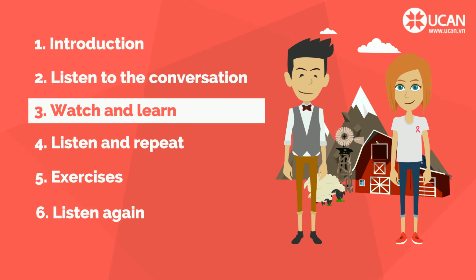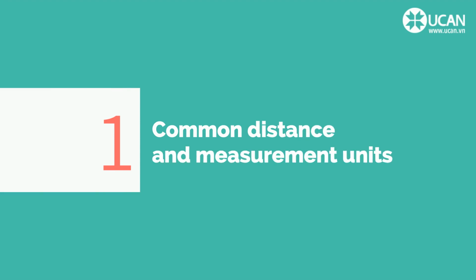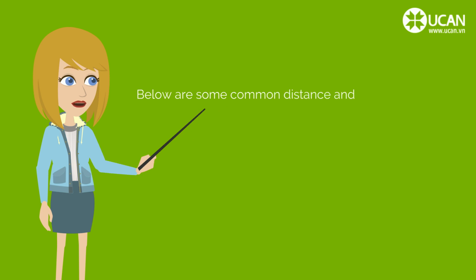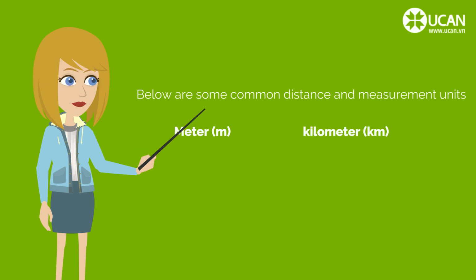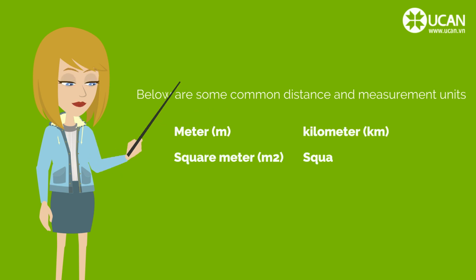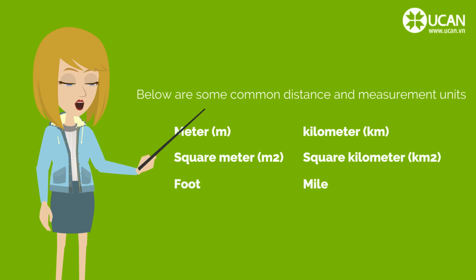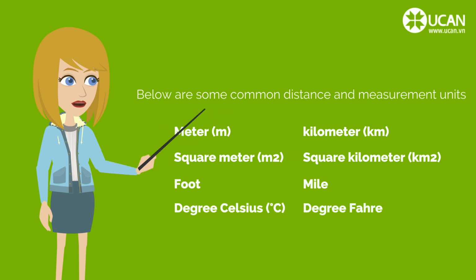Number 3. Watch and learn. Number 1. Common distance and measurement units. Below are some common distance and measurement units. Meter, kilometer, square meter, square kilometer, foot, mile, degrees Celsius, degrees Fahrenheit.